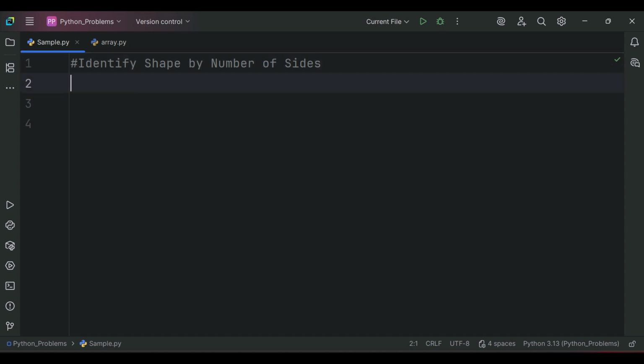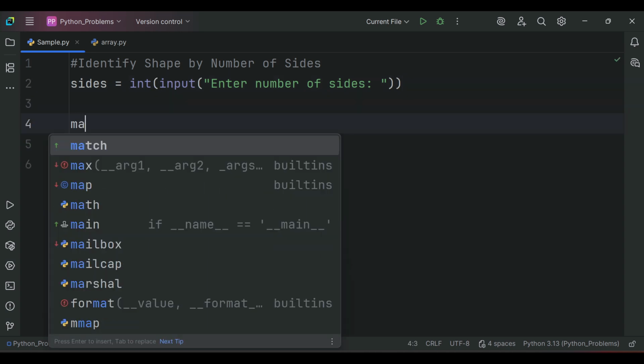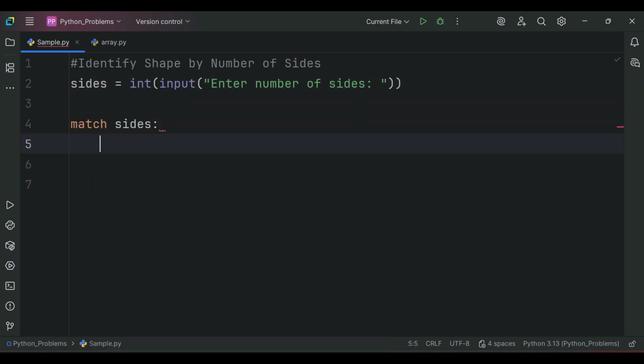Let's have a look here. Now I'm taking sides as an input: enter number of sides. See, match sides, case. Here see the case number. Whatever the case number is, the output will be printed based on the case number.